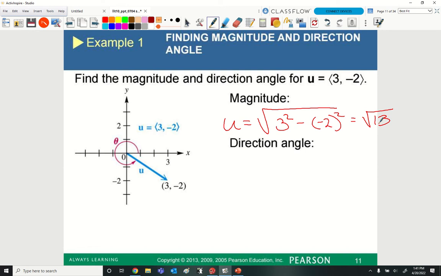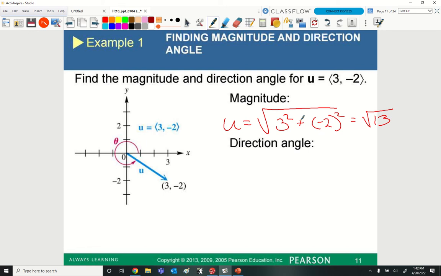Wait, but isn't it supposed to be positive? I'm sorry, it's supposed to be a plus. My sheet didn't have that written down right. I apologize. It is supposed to be a plus. All right, so my magnitude is root 13, right? Say yes. Okay, good.